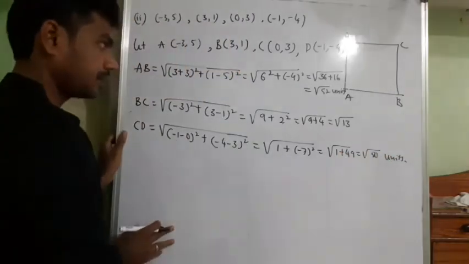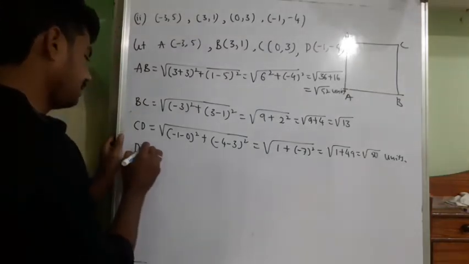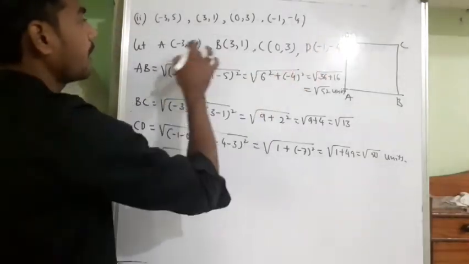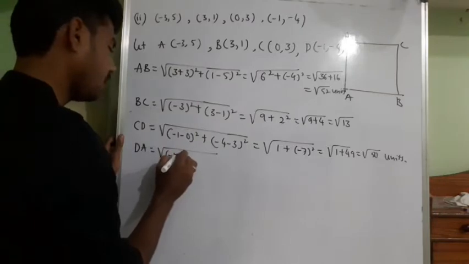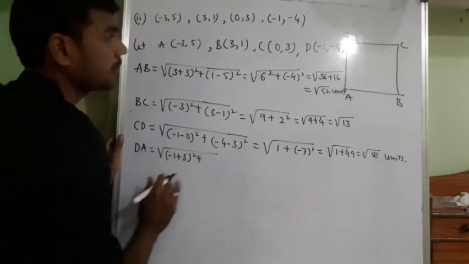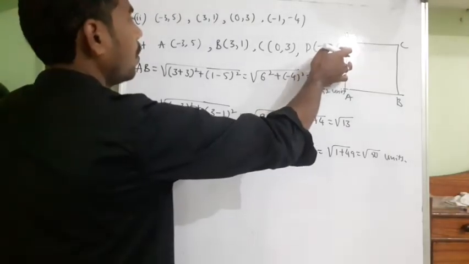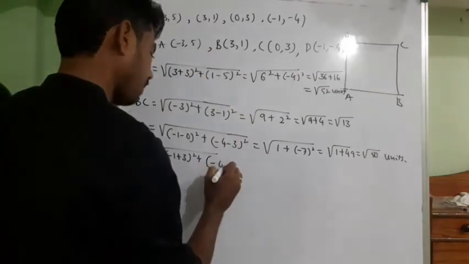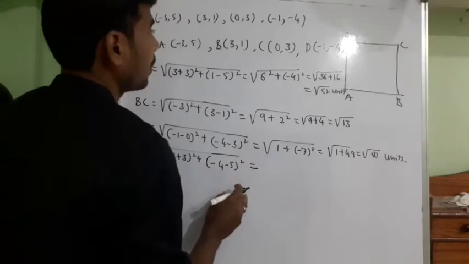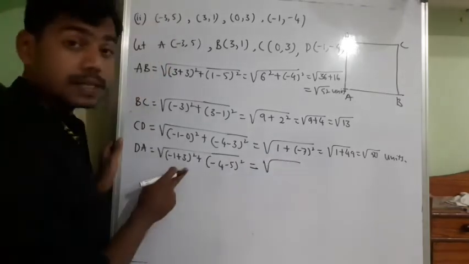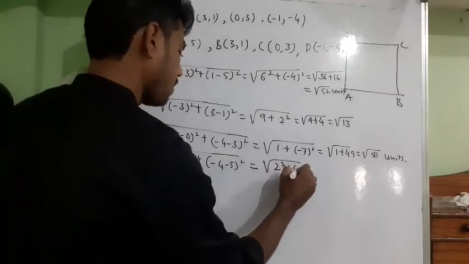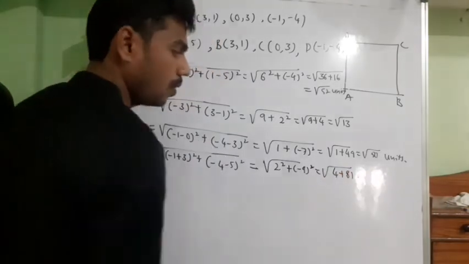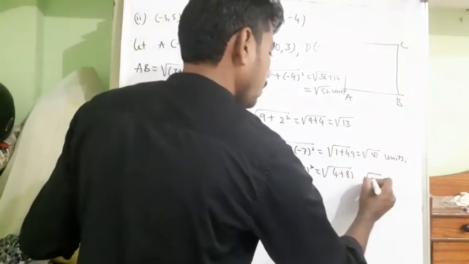After that, DA. Minus 1 minus of minus 3 is minus 1 plus 3, whole square, plus minus 4 minus 5 whole square. Next, minus 1 plus 3 square is 2 square plus minus 9 square, which is equal to root of 4 plus 81, which is equal to root of 85.